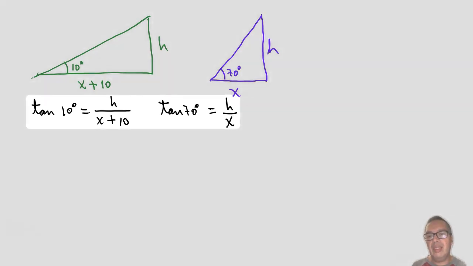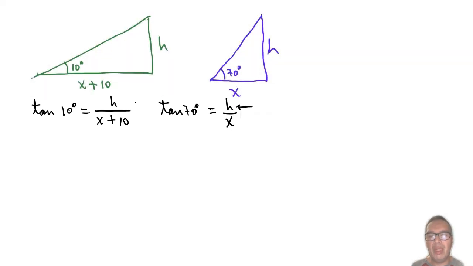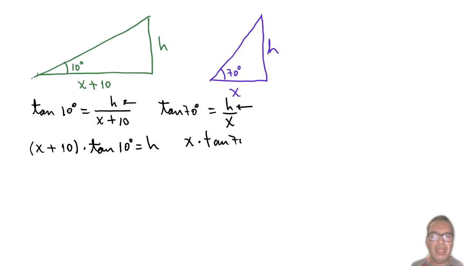So you guessed it, this is a system of two equations with two unknowns, and the unknown that we care about is the variable h. That's what you want to know. You don't really care about x, although you could find it. But what we want to know is h, and that requires quite a few steps in the algebra. So you multiply times x plus 10, and you get x plus 10 times the tangent of 10 degrees is equal to h. On the other hand, you multiply times x, and you get x times the tangent of 70 degrees, and that's equal to h.